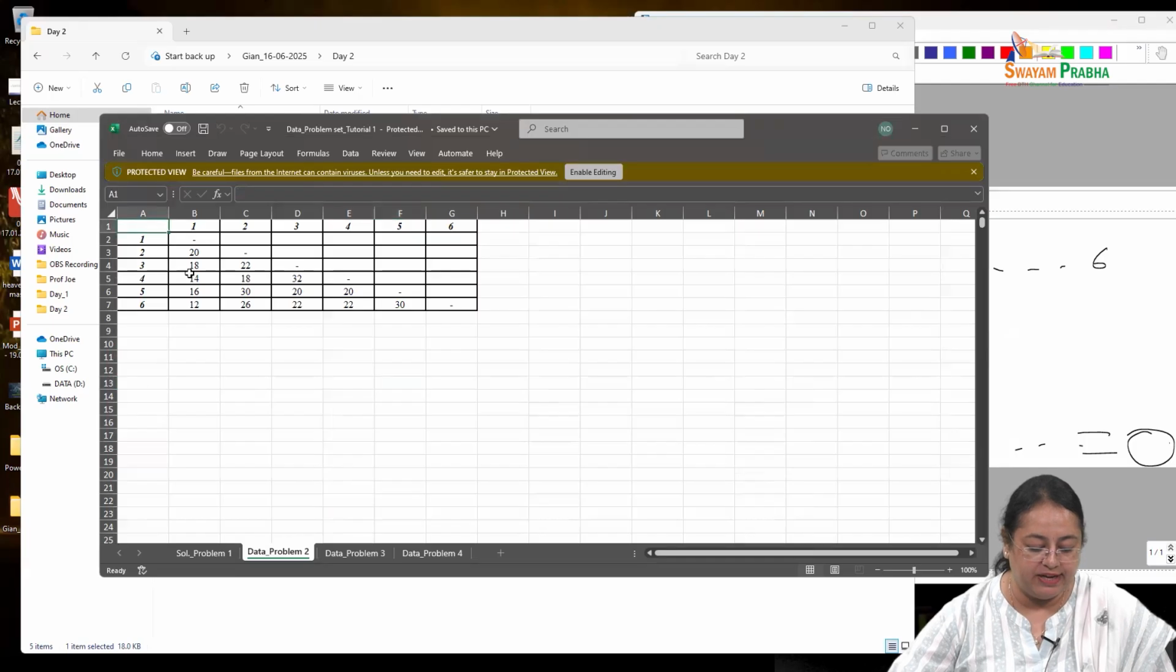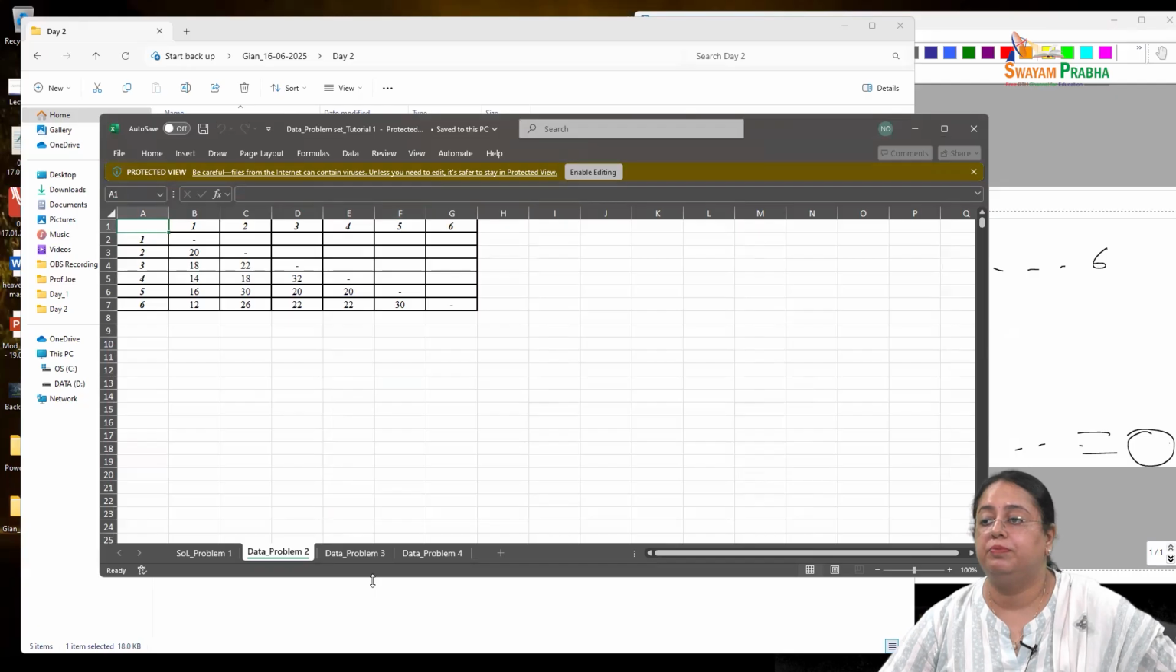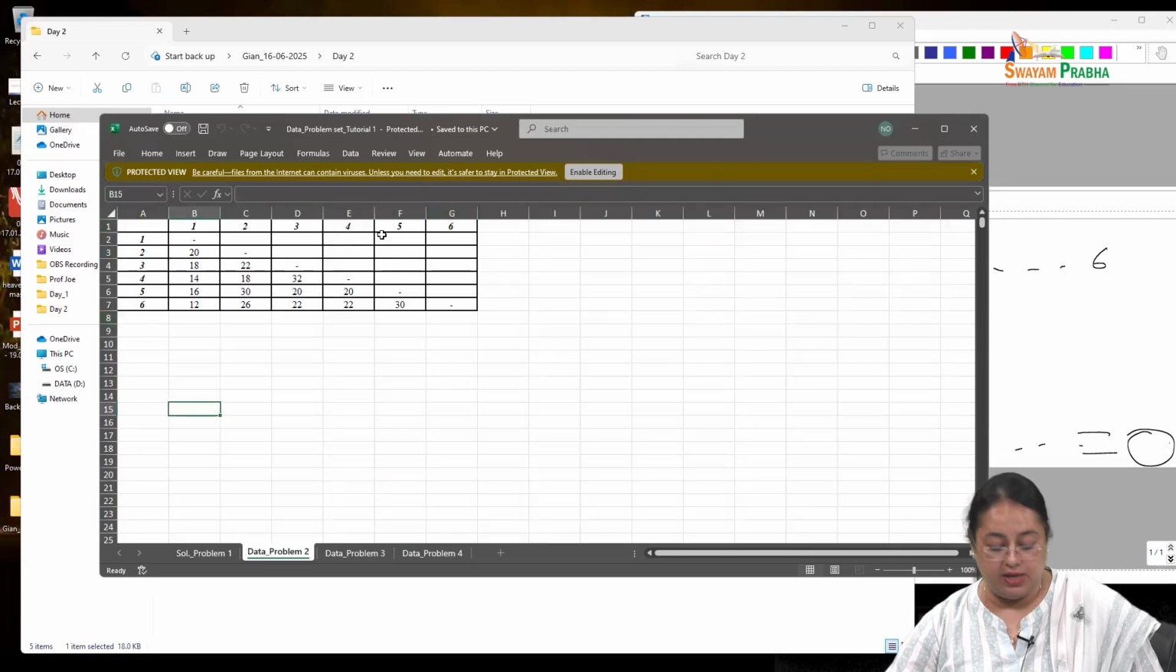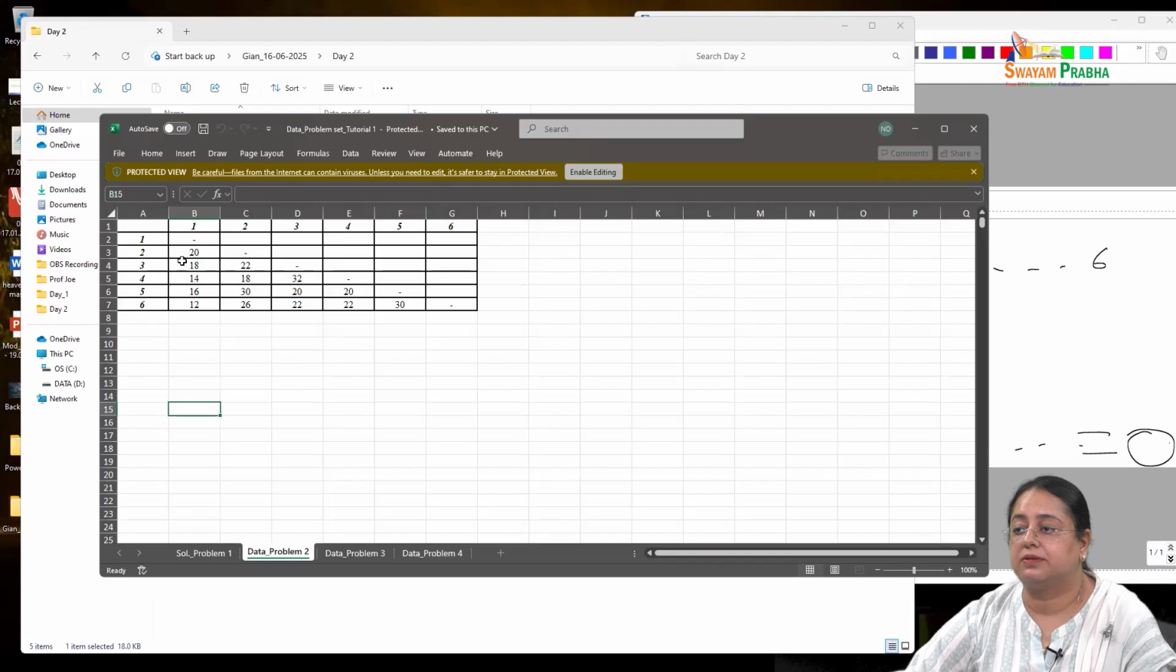Can you quickly feed this data? But be careful to be consistent, put it like this only. So start from 1 to 7 and A to G. Okay? So you should have 1, 2, 3, 4, 5, 6 here. Now this is the distance matrix. Okay? 20, 18, 14, 16, 12, 22, 18, 30, 36.